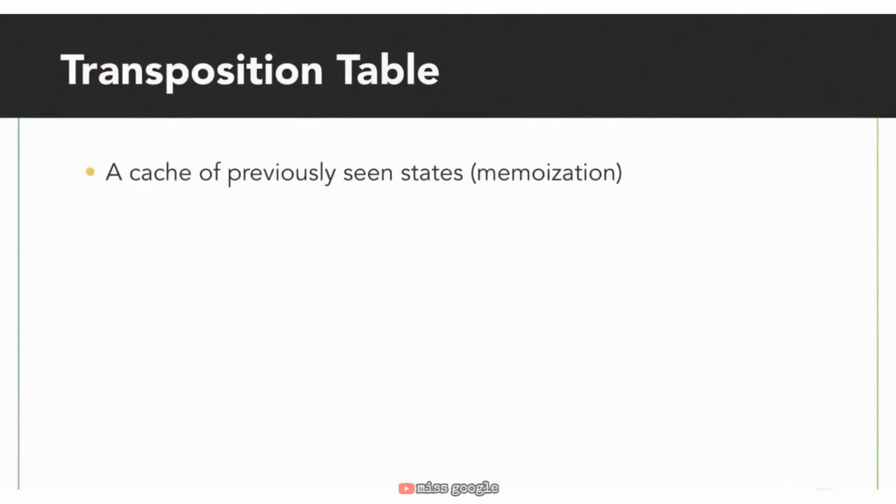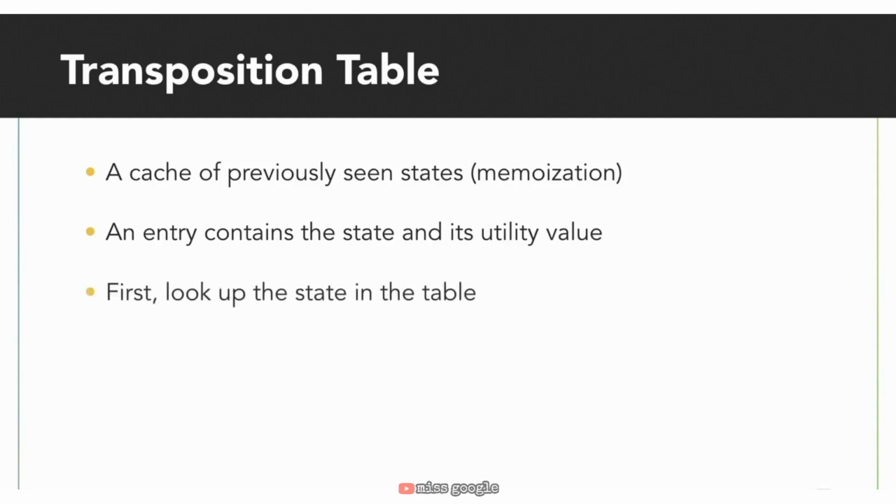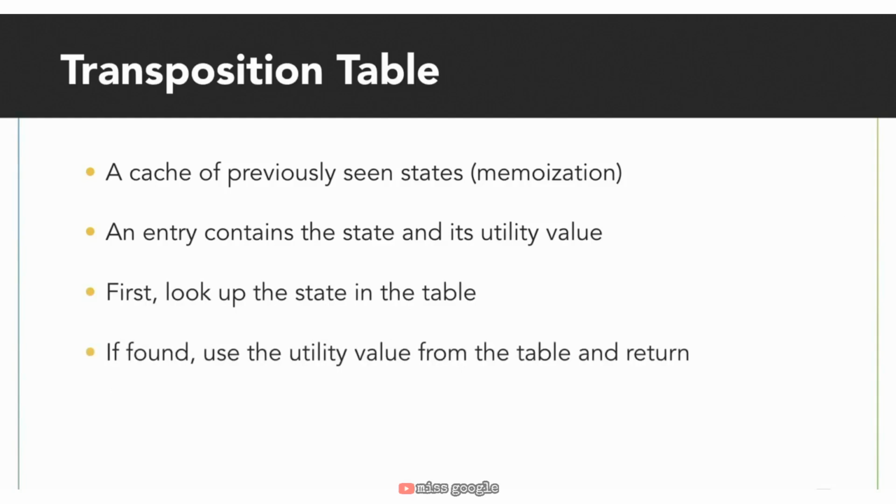Another useful improvement for Minimax is a transposition table. It's simply a cache of previously seen states. This is sometimes known as memoization. An entry in this table contains some representation of the state and the resulting utility value. So when a node function is called, the first thing to do is to look up the state in the table. If it's found, we may confidently use the utility value from the table and return. And if it's not found, we may proceed with the usual recursion of Minimax.